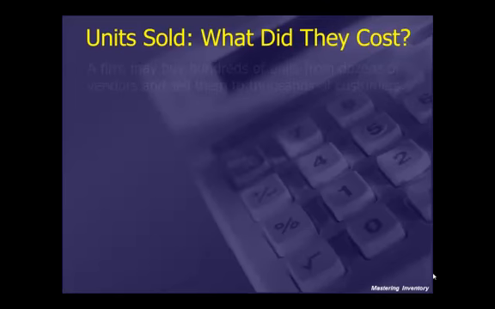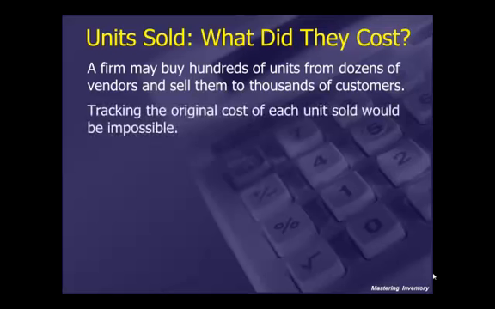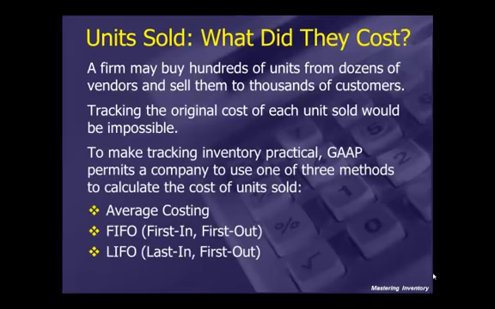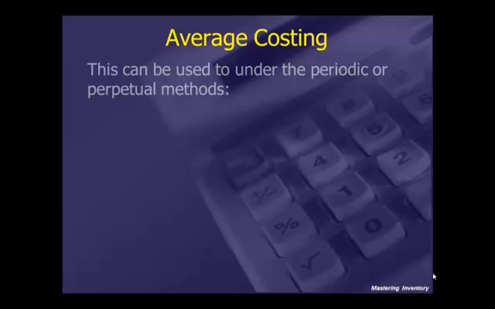Well, the units sold, what did they cost? A firm may actually buy hundreds of units from dozens of vendors and sell them to thousands of customers. Tracking the original cost of each unit sold would be impossible. To make tracking inventory practical, GAAP, Generally Accepted Accounting Principles, permits the company to use one of 3 methods to calculate the cost of units sold. We can use average costing, we can use FIFO, first in, first out, or LIFO, last in, first out. So let's go back through these different methods. Let's start with average costing.